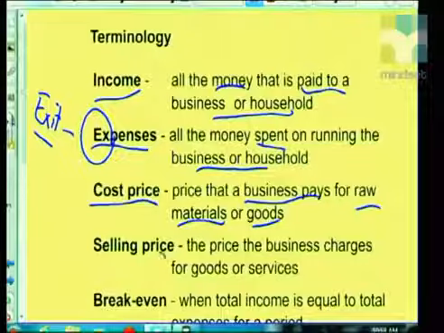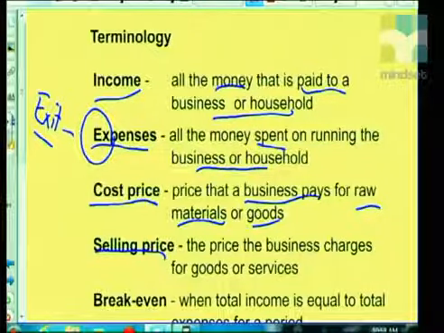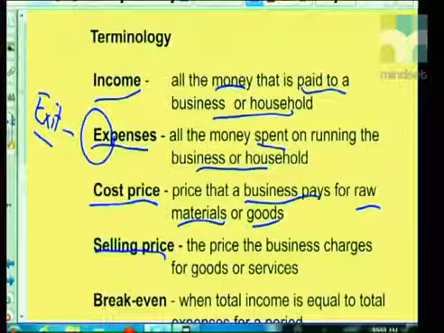I want to make sure that I'm covering my time, my effort, because if I just take those things, then I'm doing it for free. I want to include that in the cost price. If I don't include that in the cost price, well, then I'm not going to do very well. I can't sell at the cost price. I've got to sell at more than the cost price.